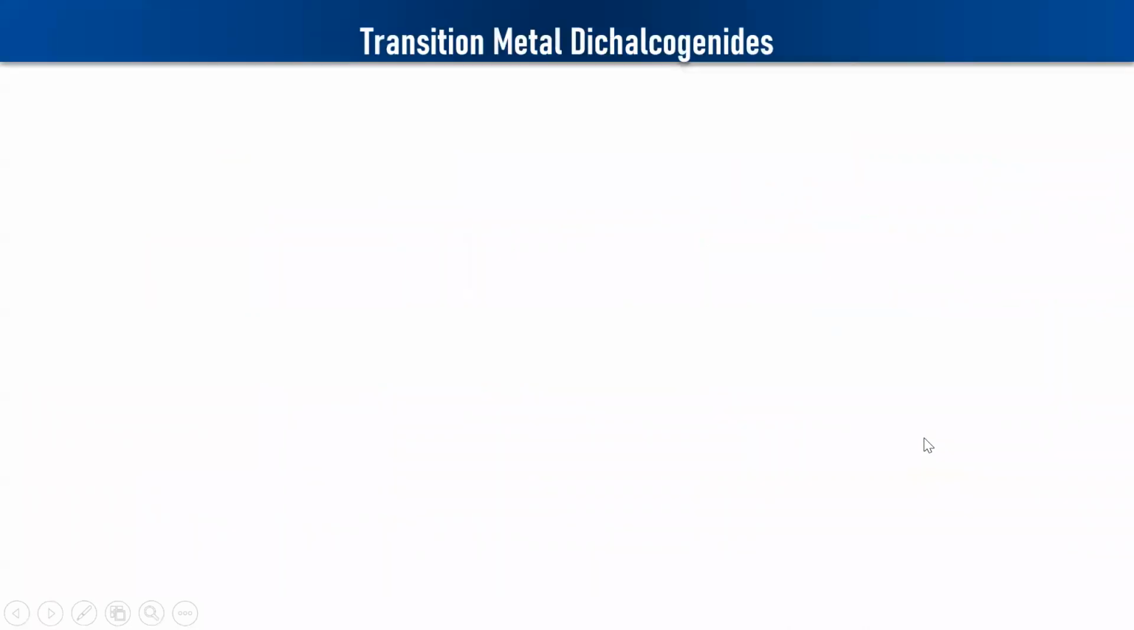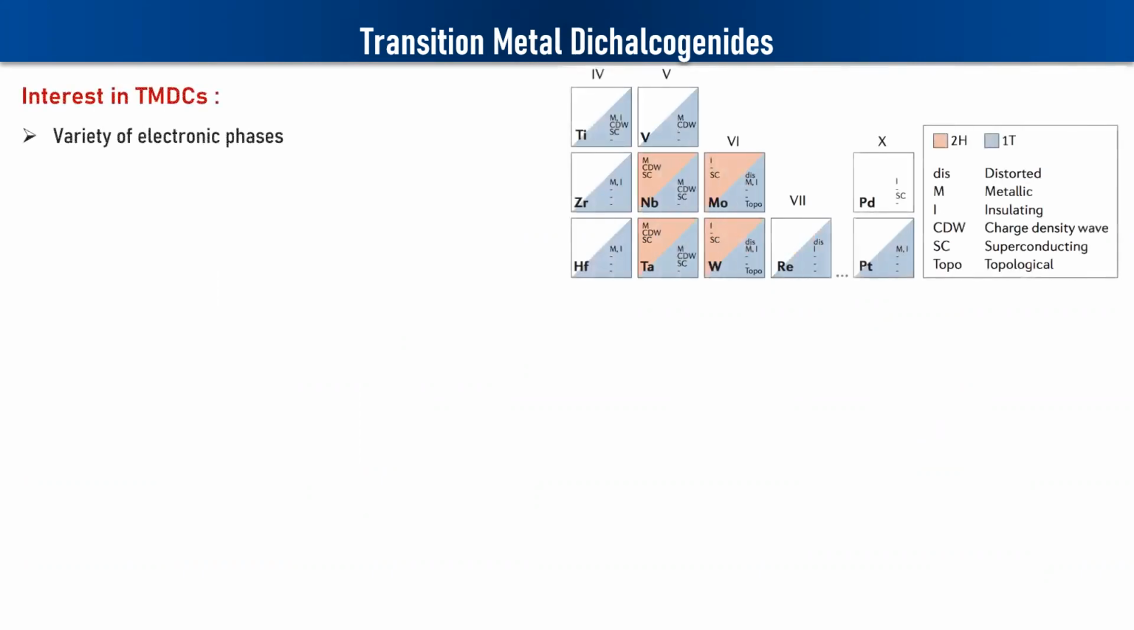So I will start the talk with transition metal dichalcogenides because this is one of the major areas that I'm currently working with. So let us see what are the salient features or what are the interesting features in these materials. So the first thing is they can have a variety of electronic phases. If you look at the periodic table, this is a part of the periodic table from where most of the TMDC materials are, so this is the transition metals, and these are coordinated with sulfur, selenium, or tellurium, and you get the transition metal dichalcogenides.